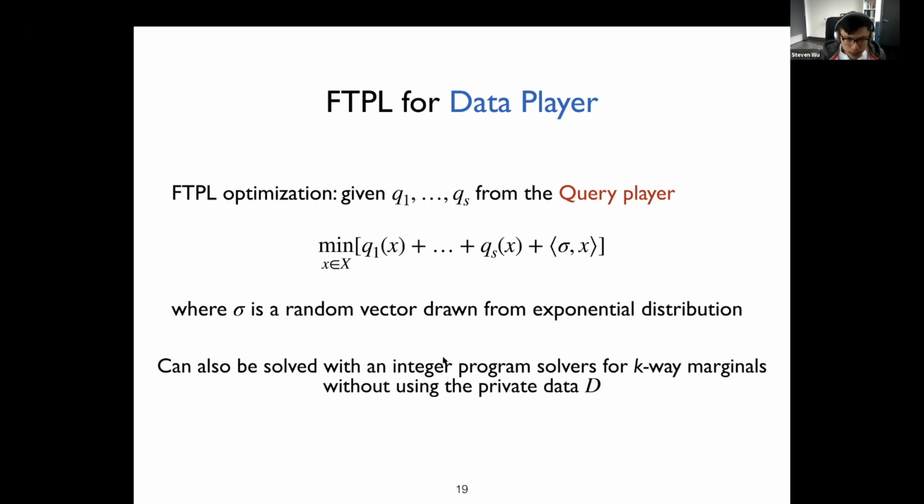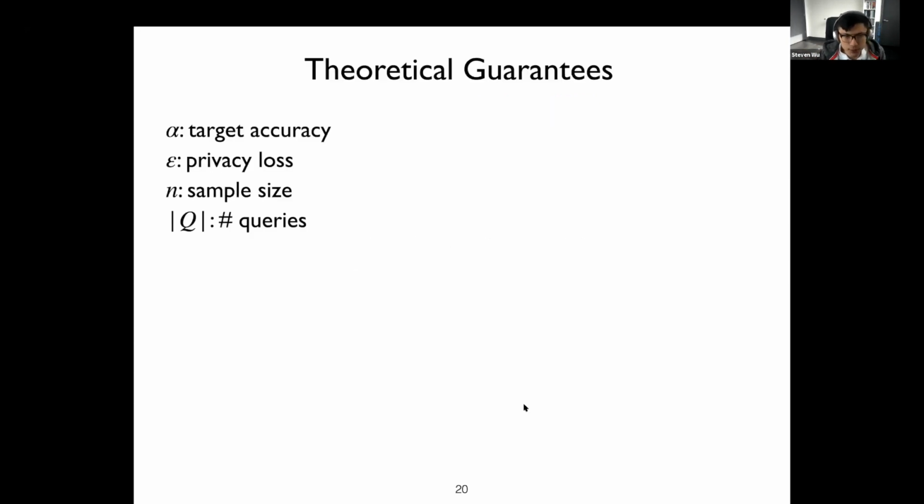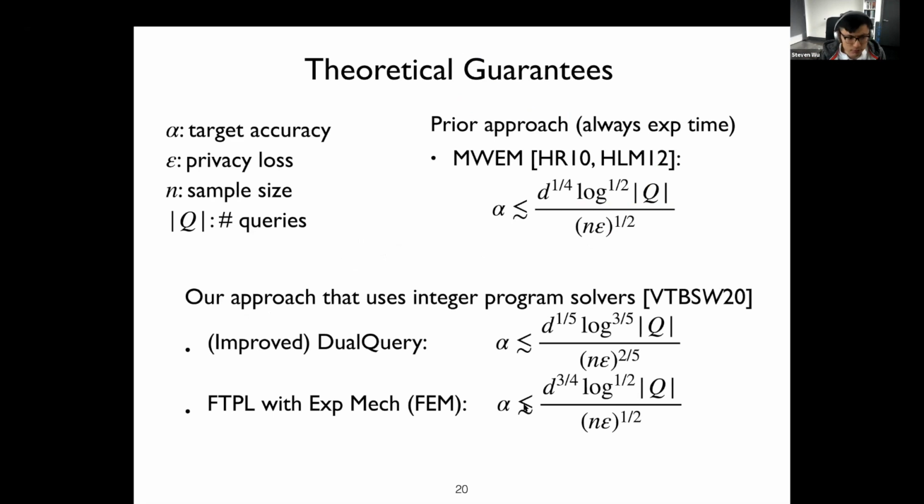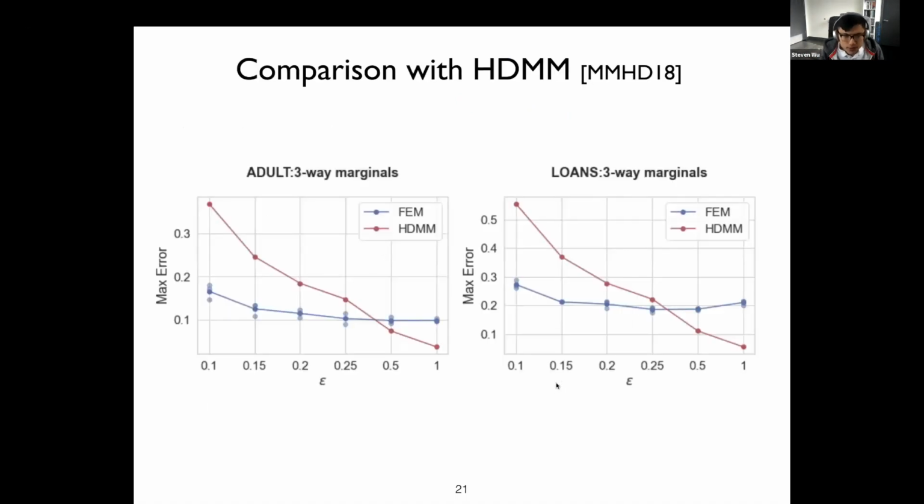I think I'm running behind time, so let me skip the theoretical guarantees. The highlight is that we don't exactly match the optimal guarantee of MWEM, but we have a similar guarantee, especially logarithmic in the size of queries, but we are suboptimal in terms of the dependence on the dimension of the data. So we ran some experiments with this.